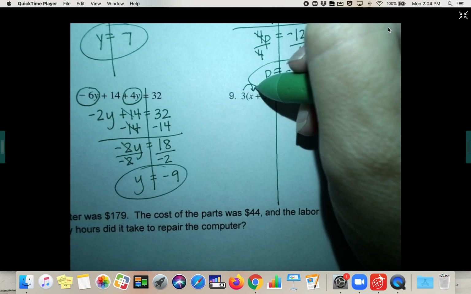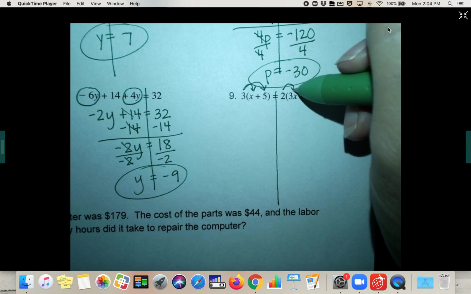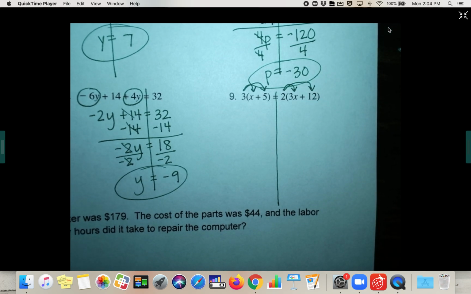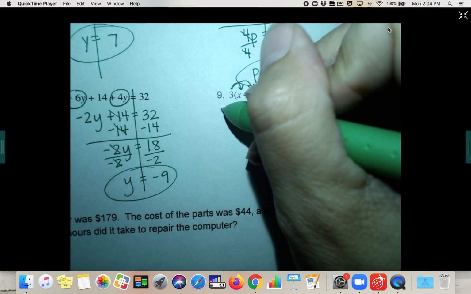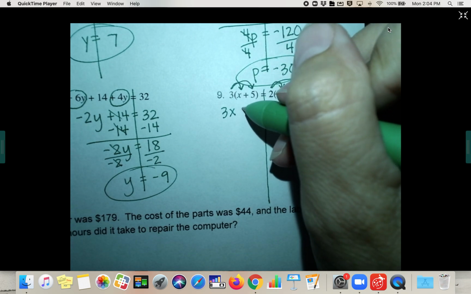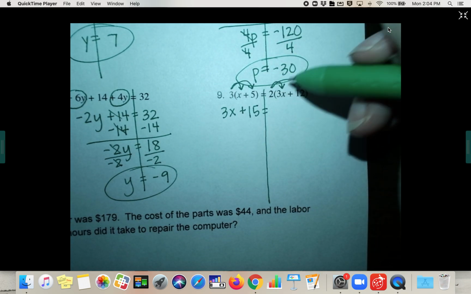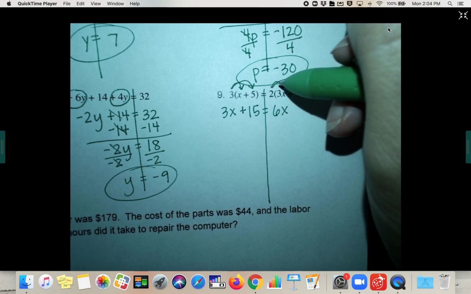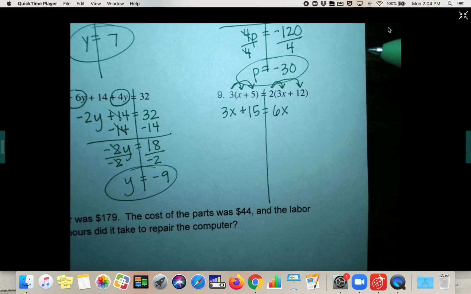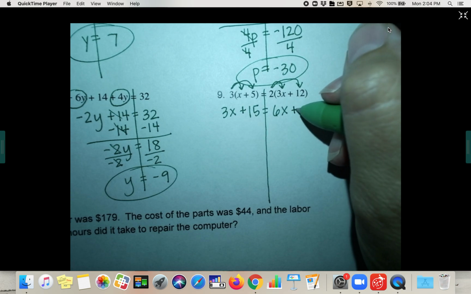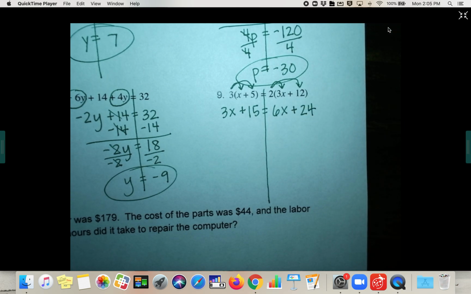All right, number 9. We want to distribute first on both sides. All right, so 3 times x is 3x. 3 times 5 is positive 15, so put that plus. 2 times 3x is 6x, and 2 times 12 is 24, and it's positive 24, so put that plus.